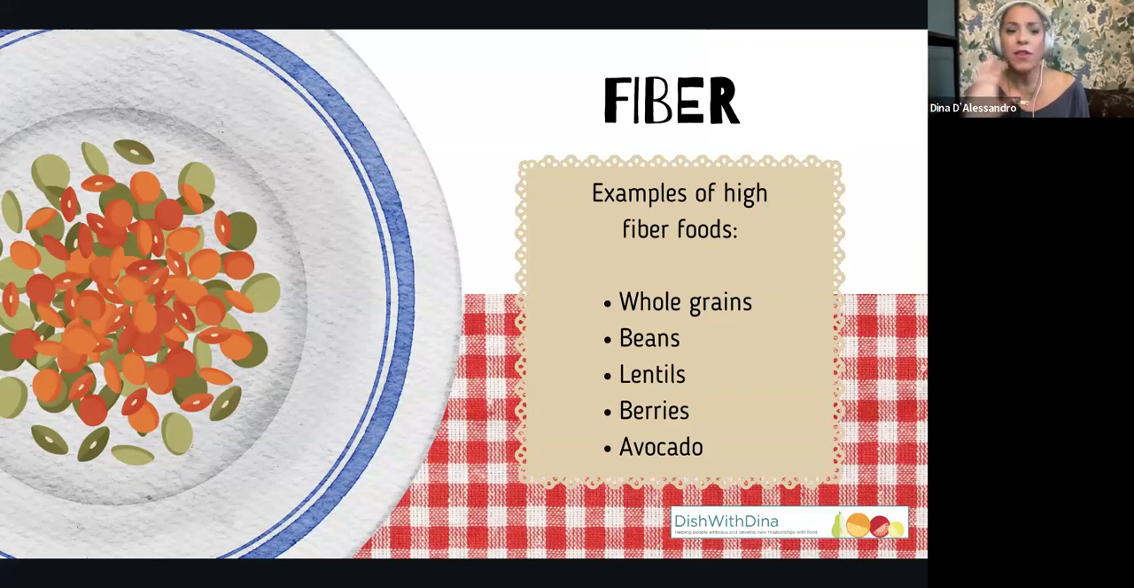I usually say if you can get about 3 grams to 5 grams of fiber per food item, and you reach about 25 to 35 grams of fiber at the end of the day, then you're in luck. And I'll explain a little bit more about how to get there in one of the coming slides.